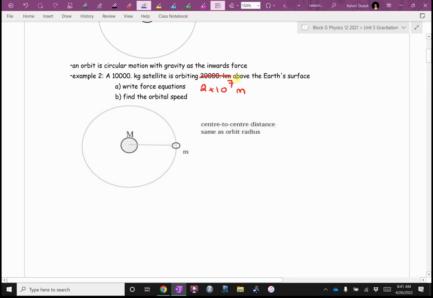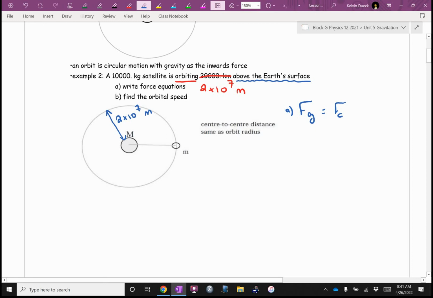And then the second phrase I'd like you to underline is the phrase above the Earth's surface. That 2 × 10⁷ is that distance. Is that a radius? Is that all the way to the center of the circle? No. So we're going to have to do some adjustments here. Anyways, it says write force equations. Well, the trigger word, I'm underlining a whole bunch of stuff. It says orbit. As soon as it says orbit, my force equation I can write is gravity is what's pulling me in a circle.